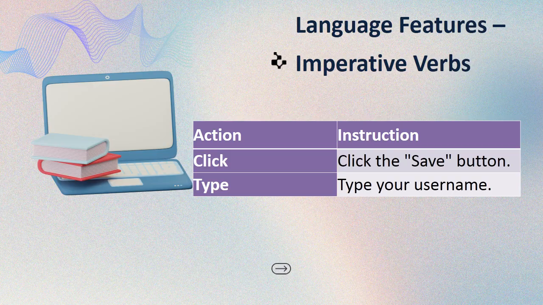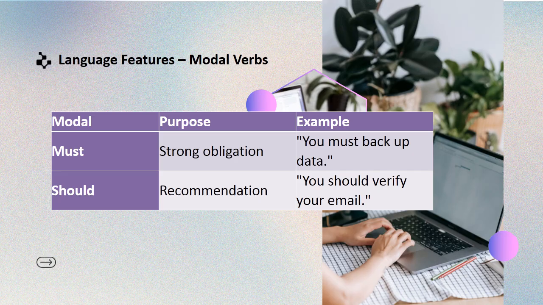So you have to use the exact appropriate verb for the action that should be completed. Modal verbs as well clarify the necessity or the optionality of actions. For example, when using must in an instruction, for example, you must back up data, here you show the user that this is a strong obligation, this is a necessity, this action should be done, otherwise the task won't be completed without going through this action.